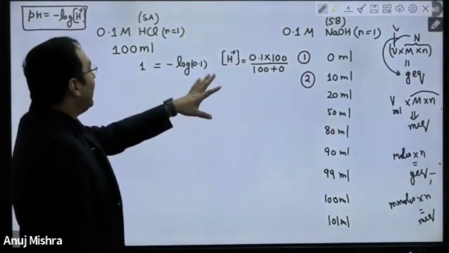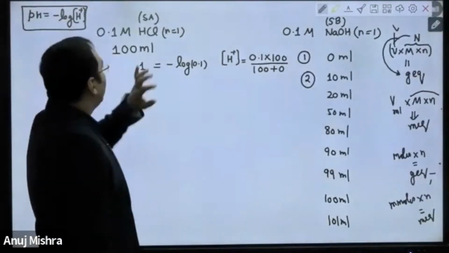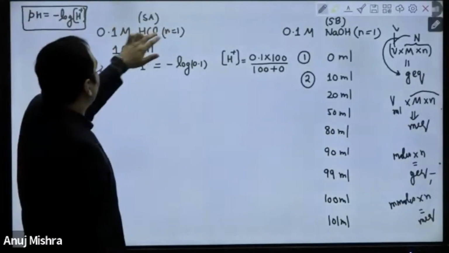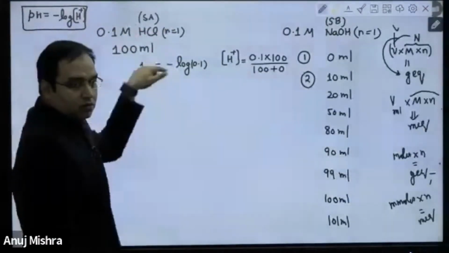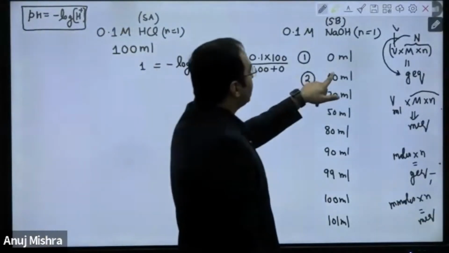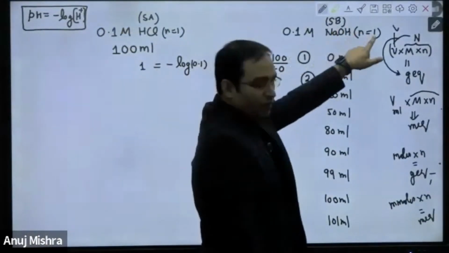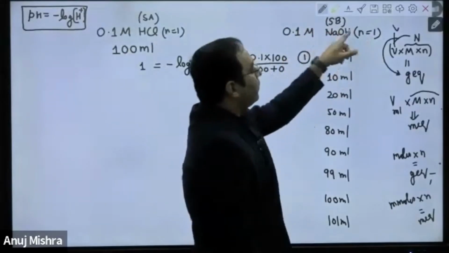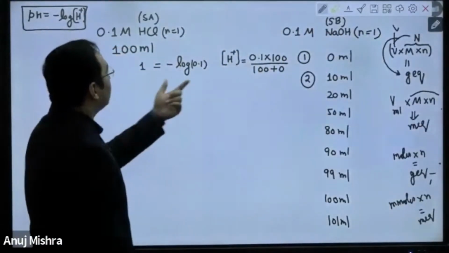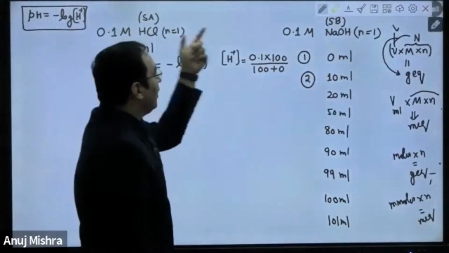So what will be for 20 ml, sorry 10 ml? 10 ml, 100 into 0.1 is how much? 100 into 0.1 into 1 is how much? 10. 10 milliequivalents of HCl. NaOH कितना आपके पास? 10 into 0.1 into 1. मैथ्स बताइए, 10 into 0.1 into 1 कितना होता है? 1 MEQ. इसके 10 MEQs है, इसके 1 MEQ है. ये एसिड है, ये बेस है.